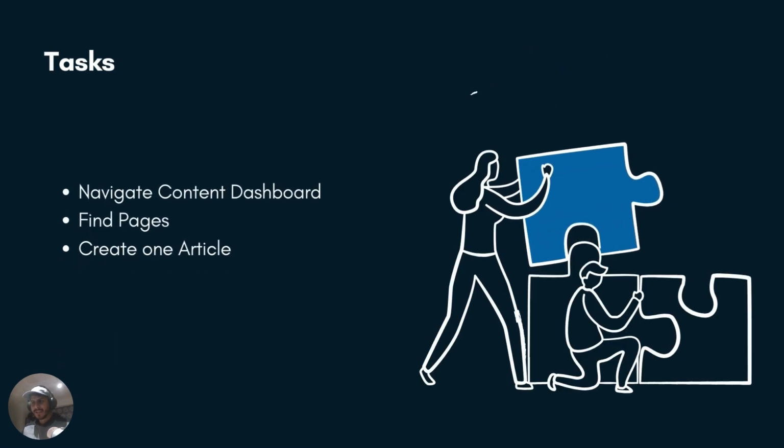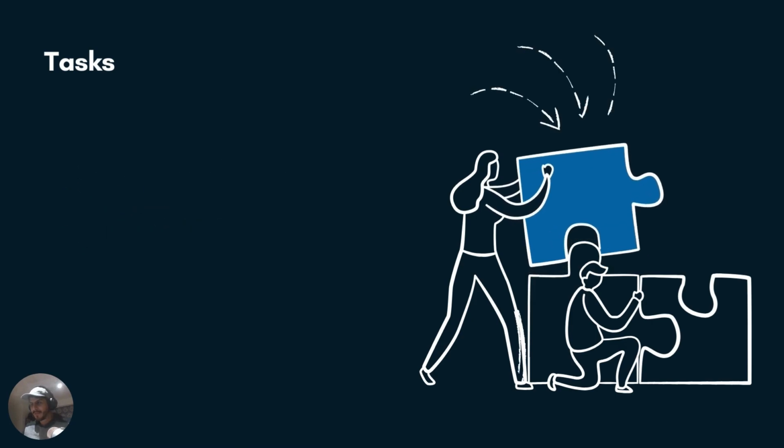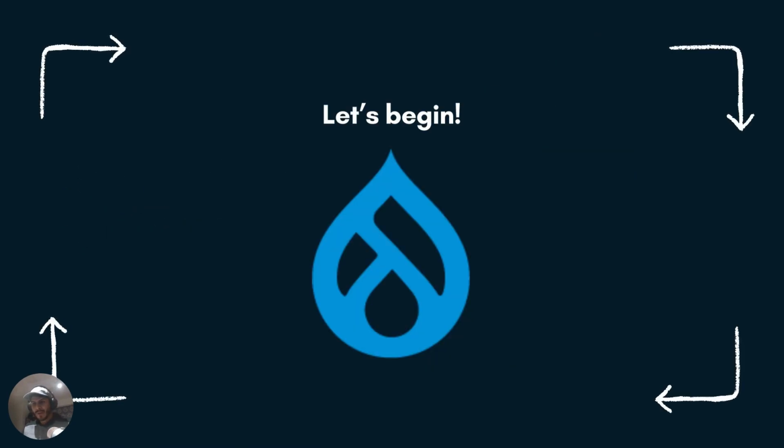So here the task: we're going to go to the content dashboard, find the pages that we need to change, or just get some pages and do some changes, perhaps some improvements. And then after that, we have to create at least one article to show our manager what we're doing. So let's begin with the content pages, and let's start handling the dashboard.